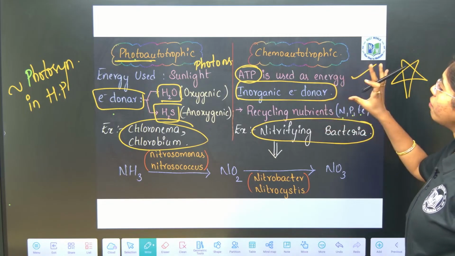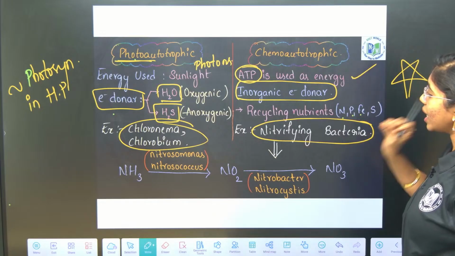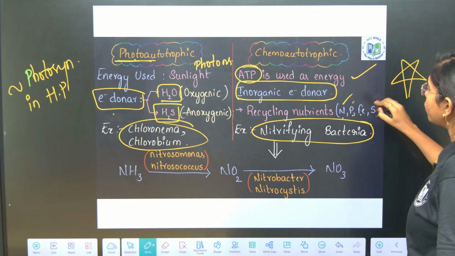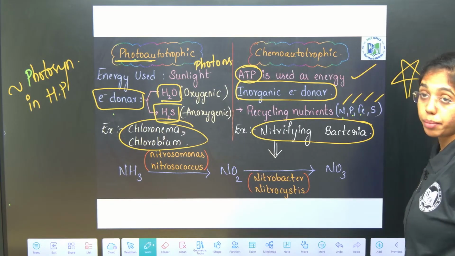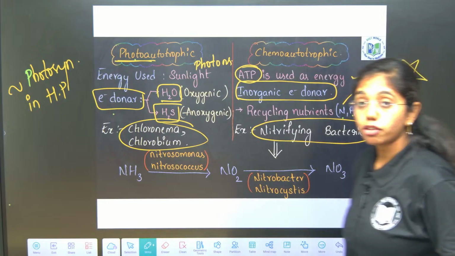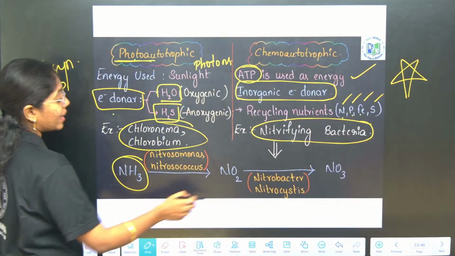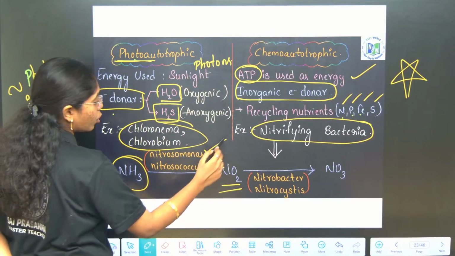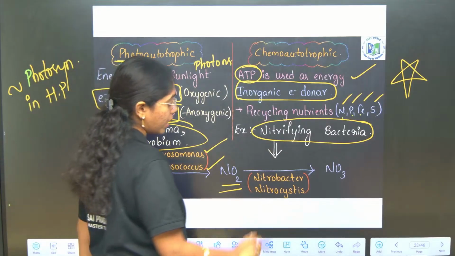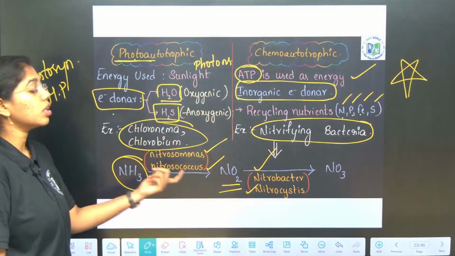Those bacteria which conduct chemoautotrophic mode of nutrition are majorly helpful for recycling nutrients like nitrogen, phosphorus, ferrous, sulfur. Remember that. Now we will look into the nitrifying bacteria for nitrogen fixation. First, ammonia is fixed into nitrates by Nitrosomonas and Nitrococcus. Nitrates are converted to nitrites by Nitrobacter and Nitrocystis. You have to remember this for sure.